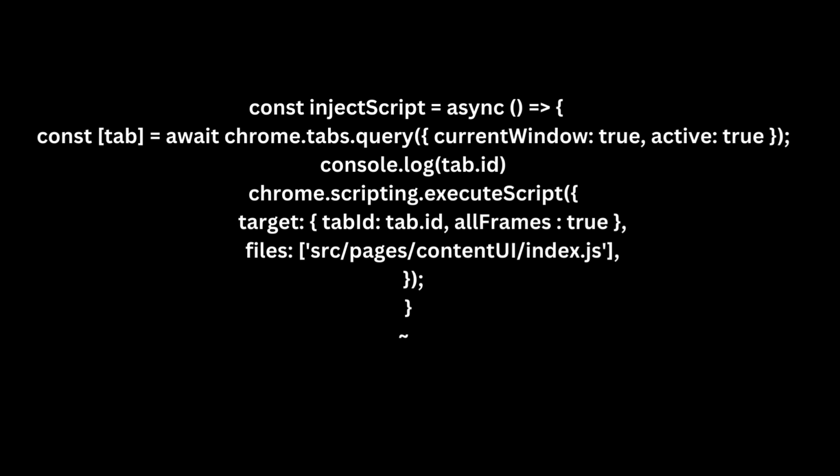To use this code, make sure you have a Chrome extension set up with the appropriate permissions to access tabs and execute scripts. Call the injectScript function when needed within your extension's background script or pop-up script to inject the content script into the active tab.